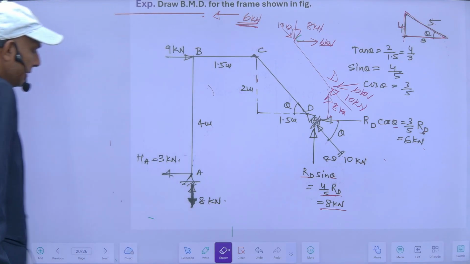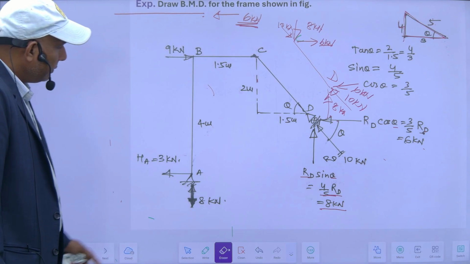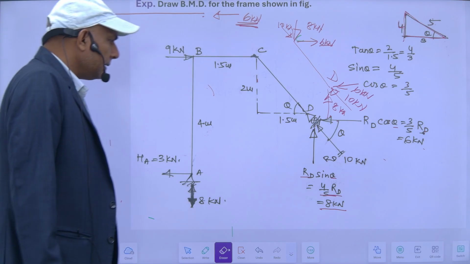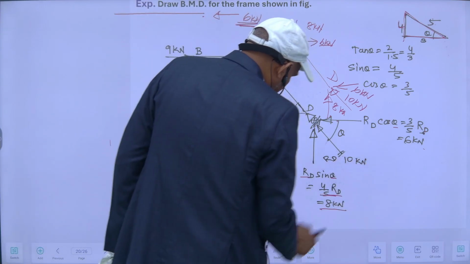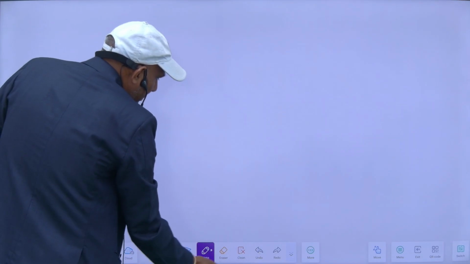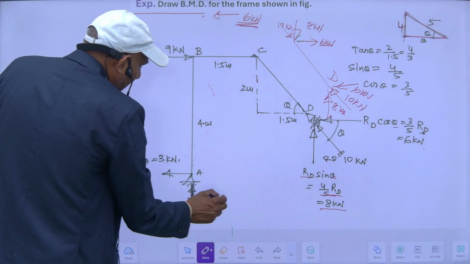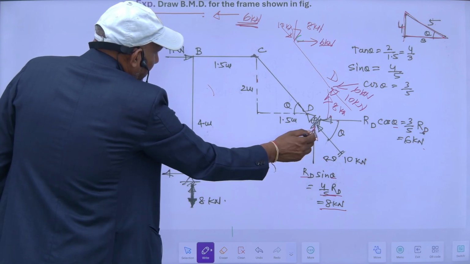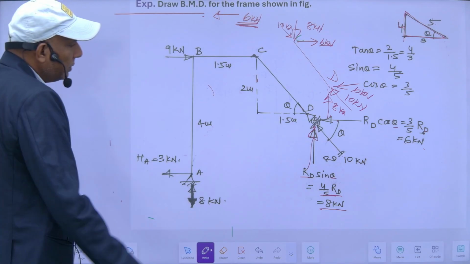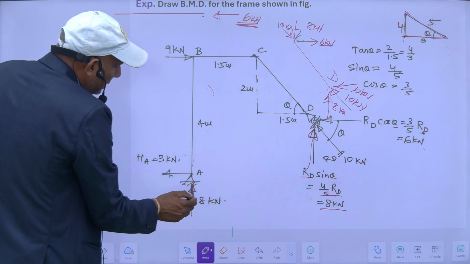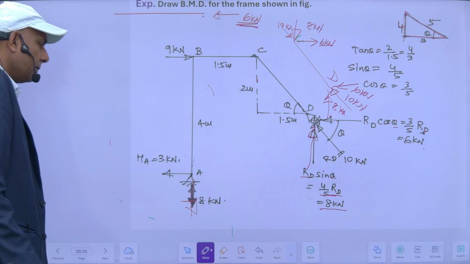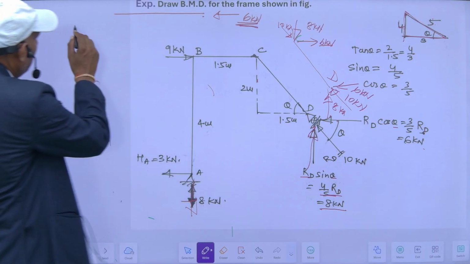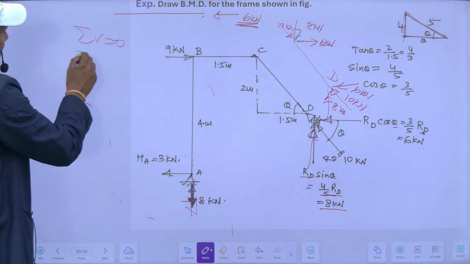I can also draw its diagram from here. And yes, for sigma V equal to 0, as we know, this is a vertical reaction of 8 kilonewton here upward, and no vertical load is acting. So if it is upward, it must be downward. So this is 8 kilonewton downward. And for sigma V equal to 0 and sigma H equal to 0.